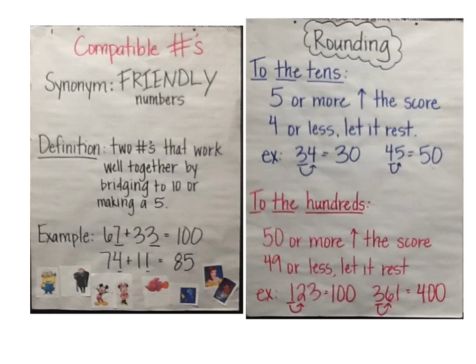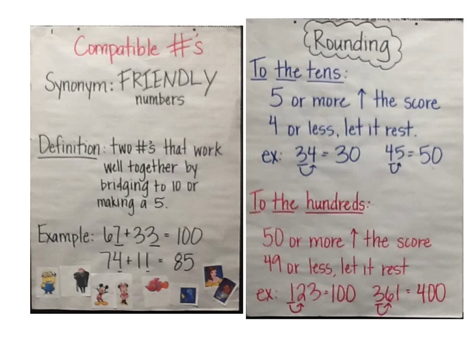Compatible numbers are the same thing as friendly numbers. These are two numbers that work well together by bridging to 10 or making a 5. Either the numbers are already compatible by doing one of those things, or you can make them compatible by changing them to their closest estimate. In these examples of compatible numbers, 67 plus 33 would be considered compatible because 7 plus 3 in your ones place will bridge to 10 to make a group of 10. 74 plus 11 would be compatible because the 4 and the 1 in the ones place would make a group of 5, and 5s are usually easier to work with.